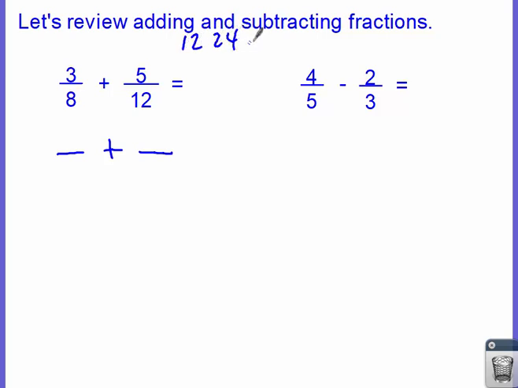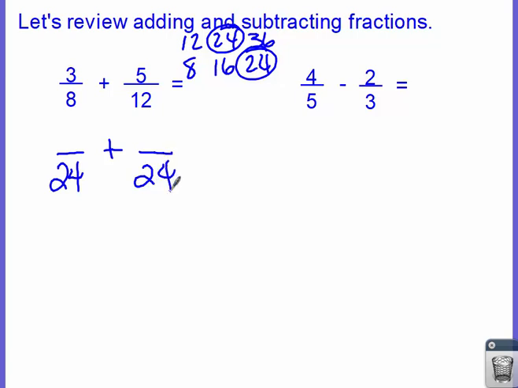12, 24, 36, and so on. And then 8, 16, 24. And we find out that they share that common multiple. And that becomes our common denominator. Now, most of you have been taught to find the least common denominator. And this method of listing multiples will do that.